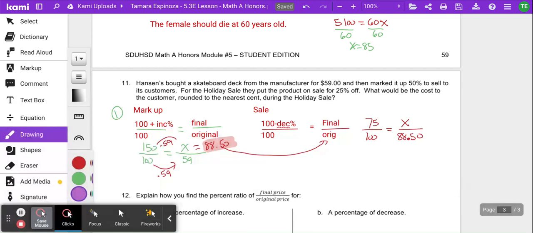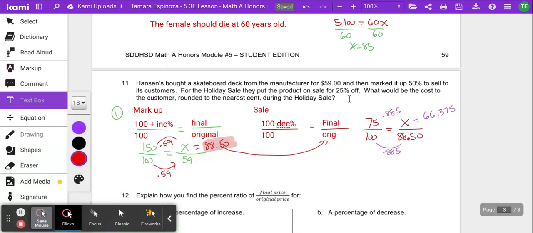Okay, multiply by 0.885. So 75 times 0.885, we get 66.375. Well, it's money, so we got to round up. So he's going to want to sell this for about $66.38. Still more than he paid for it.